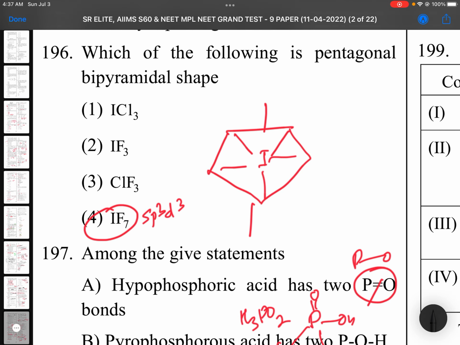Which of the following is pentagonal bipyramidal? IF7 is sp3d3, pentagonal bipyramidal, chemical bonding. ClF3 is of T shape. IF3 is also the same T shape. ICl3 is also the same T shape.